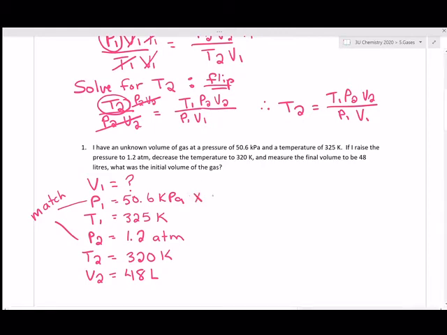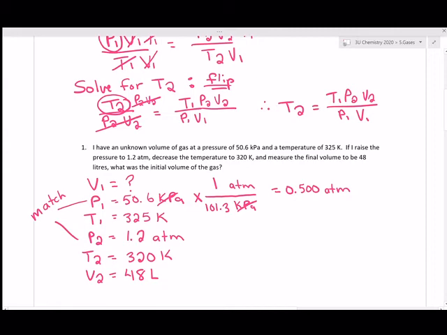So at the top, I gave you a relationship, so it's a conversion factor. So I want to get rid of kilopascals, and I'm going to put it into atmospheres. So the conversion factor says 1 atmosphere is the same as 101.3 kilopascals. So kilopascals is going to cancel, and I'm going to have 0.500 atmospheres. Notice I kept 3 significant digits because my original pressure had 3 significant digits.